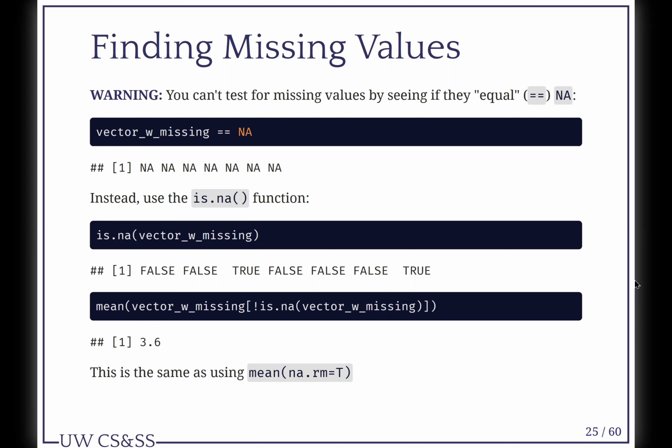And you can do things like take the mean of the vector with missing, subset to not is.na. So we've flipped the true and false values here so that we keep only things that are not NAs. Note this is the same as mean of some vector, na.rm equals TRUE. Do you have any questions there? I know NAs can be a little bit weird.